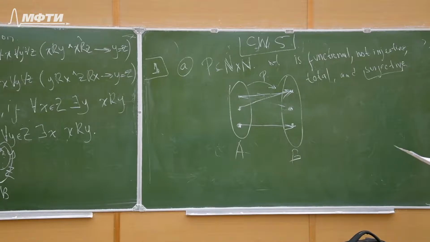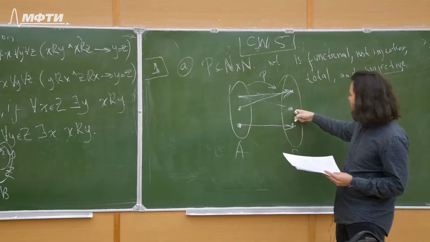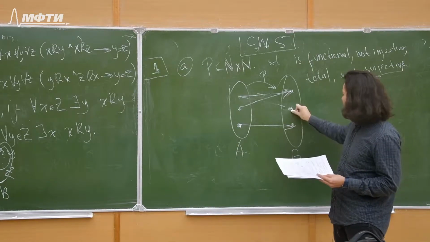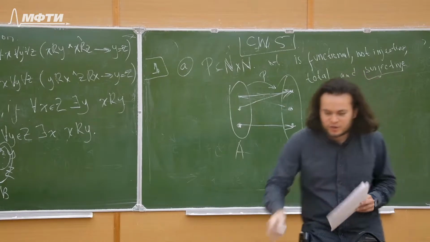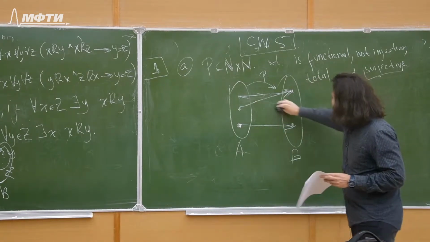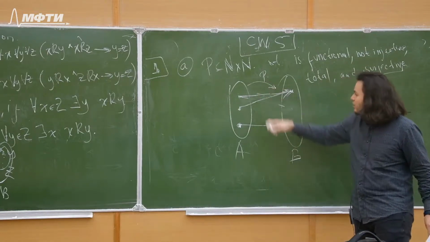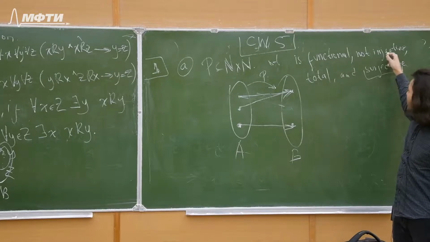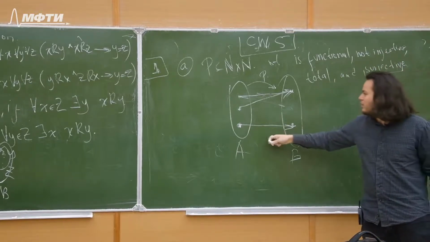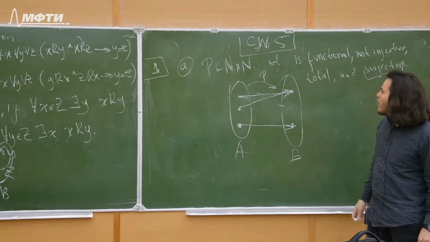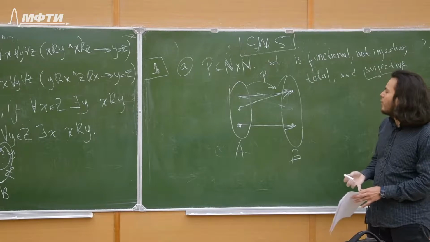So it means that all the elements here in B should have some arrow. Okay, we have this one without an arrow. We can just do the following. We can just eliminate it, and that's it. So we have this P here that is functional, not injective, total, and surjective. Here we have 3 elements. Here we have 2 elements. Okay, and now we have to think about something like this, but for natural numbers.